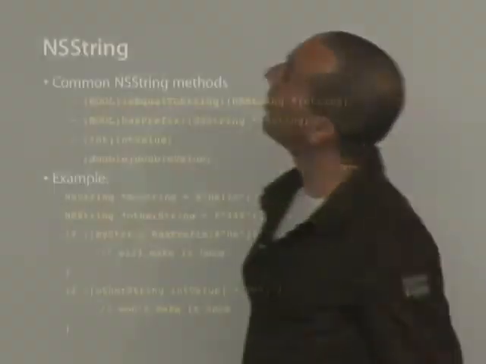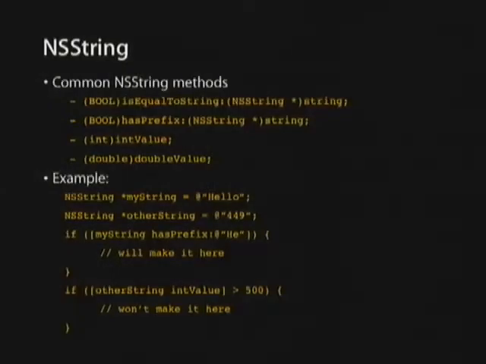All right, I'm going to whip through these. I'm running out of time. So basically, isEqualToString, hasPrefix, a nice easy one. There's intValue, doubleValue, floatValue. There's all kinds of different ways of getting numbers out of a string. Here's an example: if I call intValue on hello, it's going to return 0. There's no integer in there. If I call intValue on 449, it's going to return 449, the integer. So that's convenience.